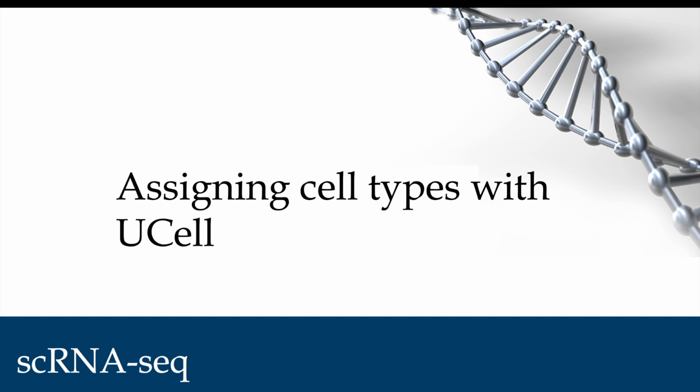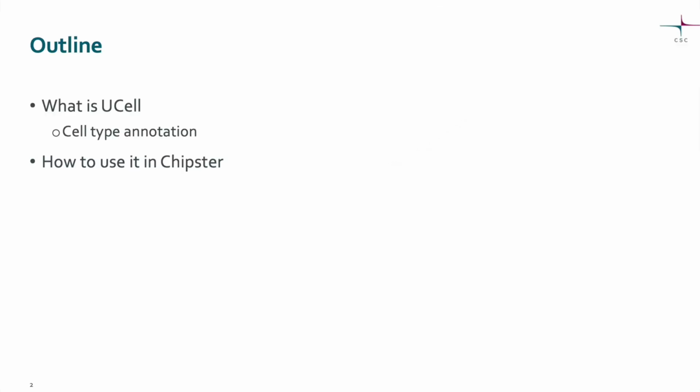In this video, I will be showing how to assign cell types with UCell on single-cell RNA sequencing data. So, I will introduce the UCell tool and how it can be used for cell type annotation. And later on, I will show you how to use this tool in Chipster.